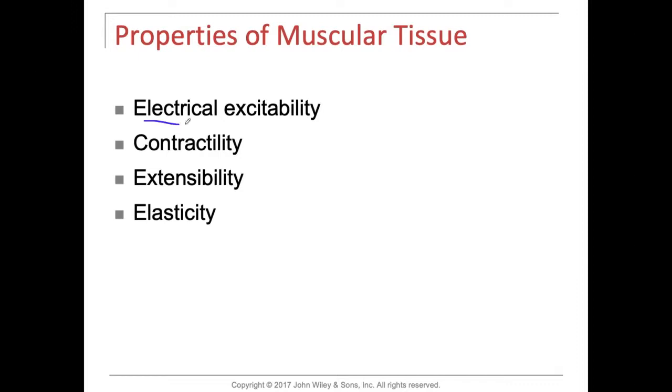Muscles are electrically excitable. We will be learning about the neuromuscular junction, the NMJ, where the nerve and the muscle come into contact, and we'll talk about all the magical things that take place there to make muscles contract. Contractility is when muscles can shorten, lengthen, or remain the same length. It just means that there's tension being generated.